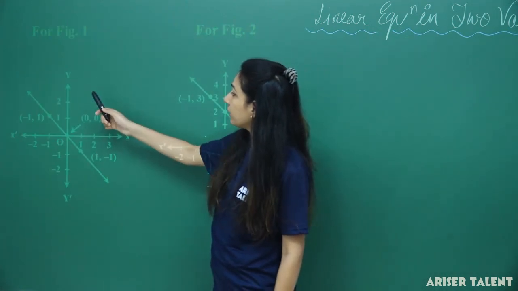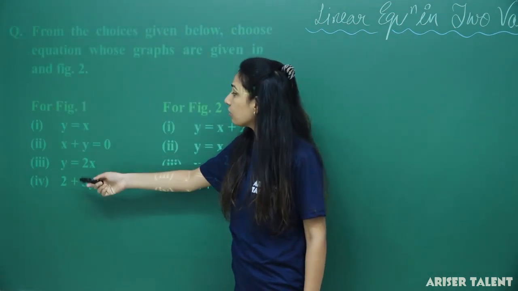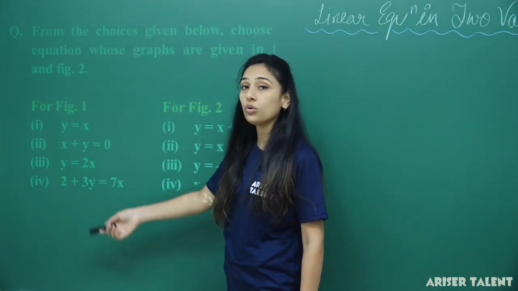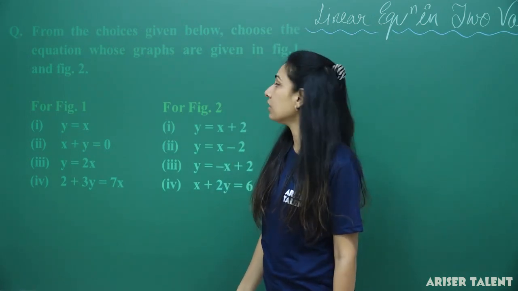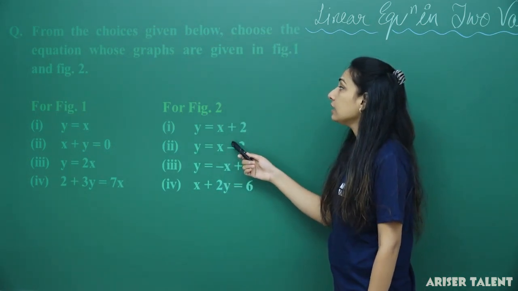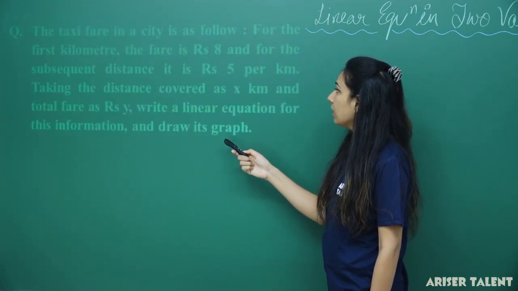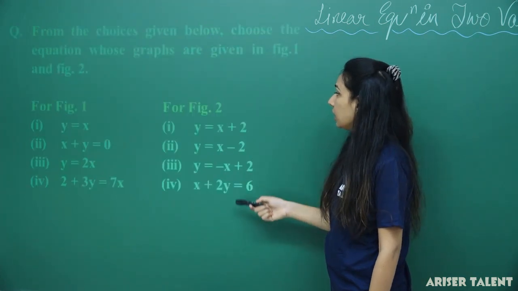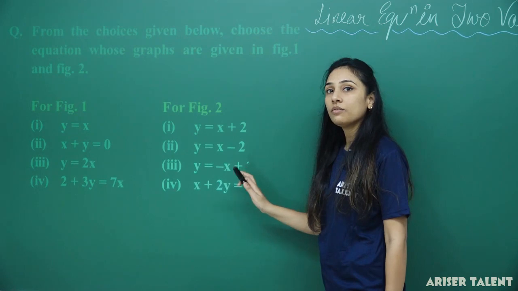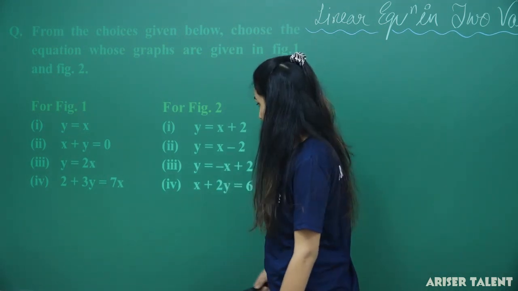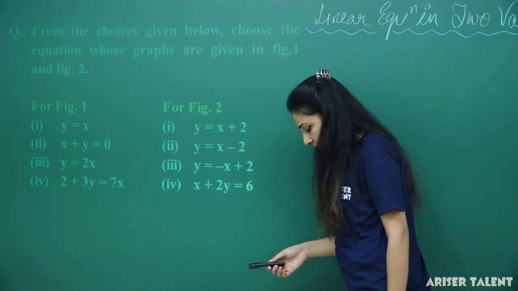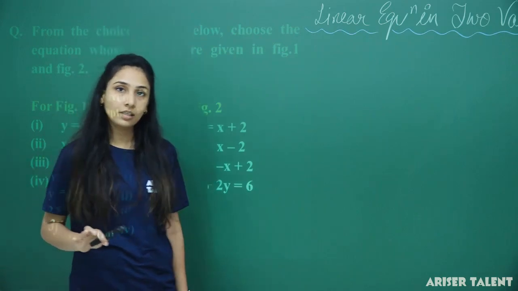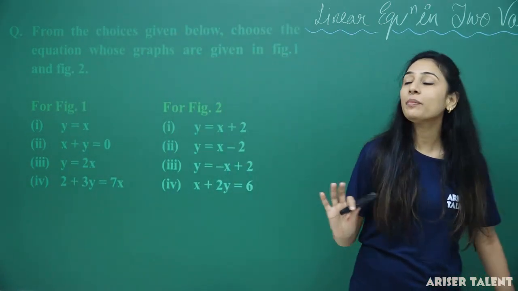So basically for figure 1, these four equations are given. You have to find out whether this or maybe both of them are the correct equations for this graph or not. Similarly, you have to tell about this particular figure which one is its equation. Because they are straight lines, your equation will be linear. This is for sure.